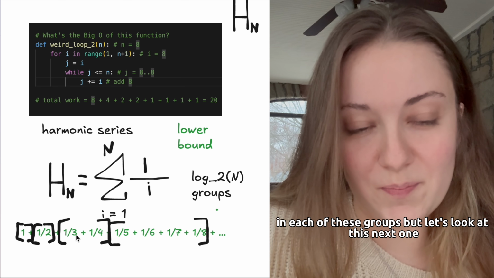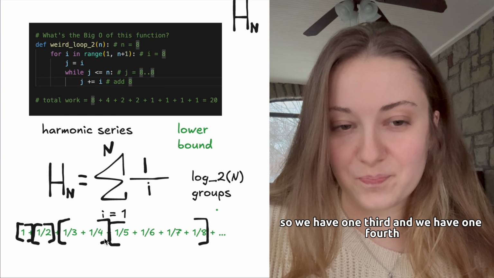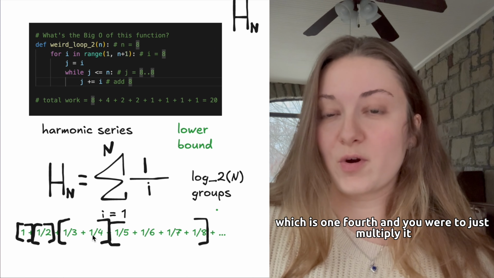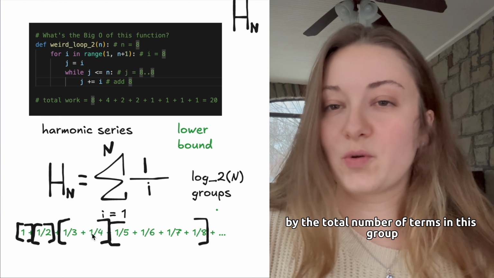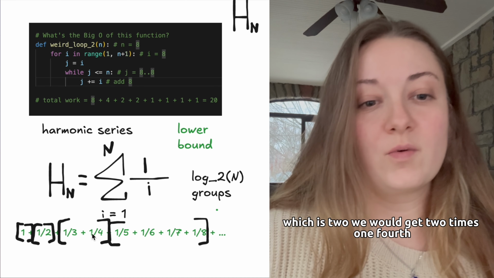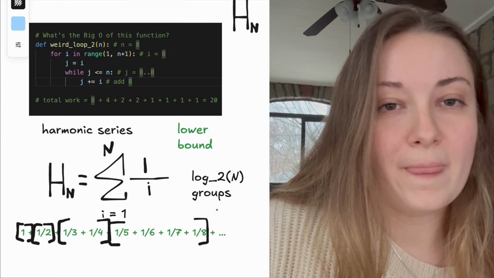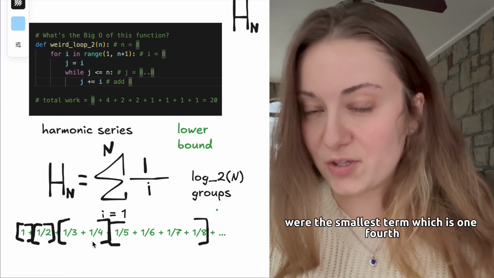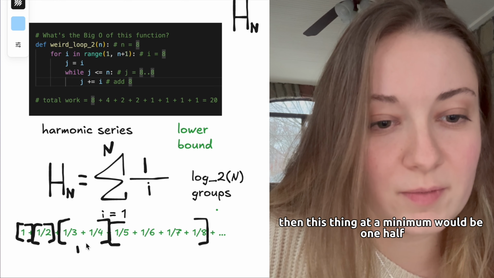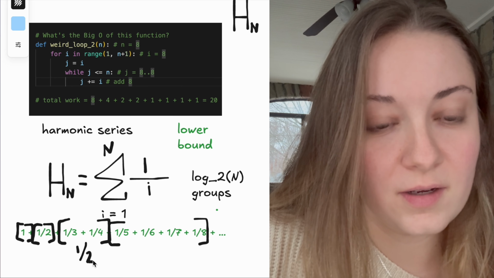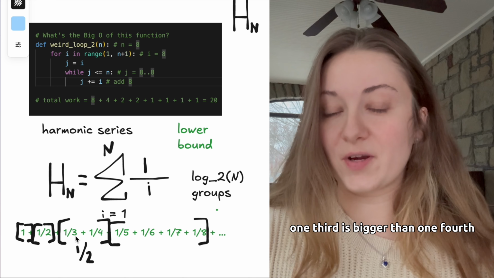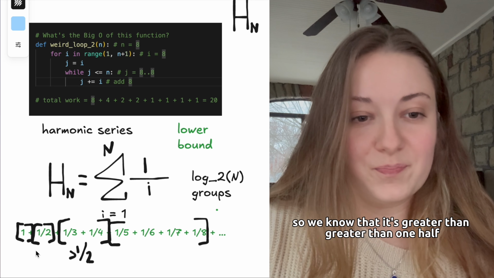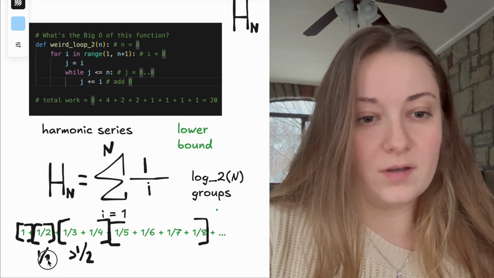But let's look at this next one. So we have 1/3 and we have 1/4. Well, actually, if you were to take the smallest term in this group, which is 1/4, and you were to just multiply it by the total number of terms in this group, which is 2, we would get 2 times 1/4. And so if all of the terms in this group were the smallest term, which is 1/4, then this thing at a minimum would be 1/2. But really 1/3 is bigger than 1/4. So we know that it's greater than 1/2. This one's actually just equal to 1/2.